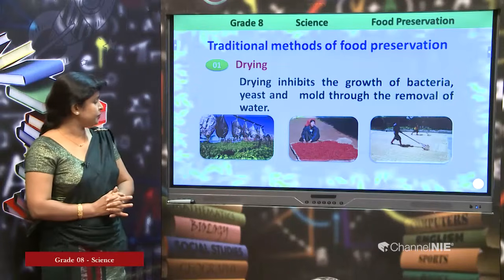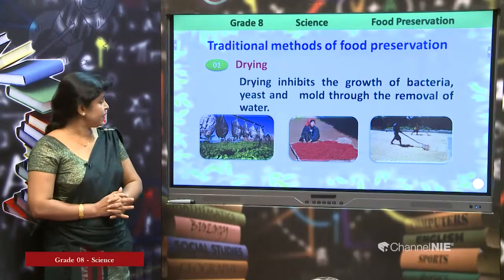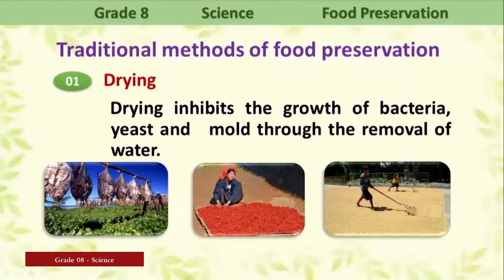The drying can be done by using solar heat as well as dryers. Now, I have given you some pictures where the drying is done. The first picture is showing you how the fish is dried up, then chilies and paddy.